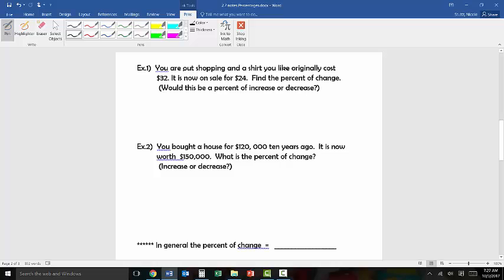So let's take a scenario. You're going shopping and you find a shirt that originally cost $32. Now the sale price is $24. So you're supposed to find the percent of change. First off, you need to decide, is this a decrease or an increase? And obviously it's a decrease because the sale price went down. So that means that you're going to take the original price. Since it's going down in price, you're going to subtract.